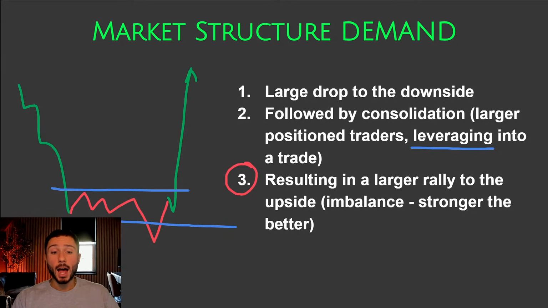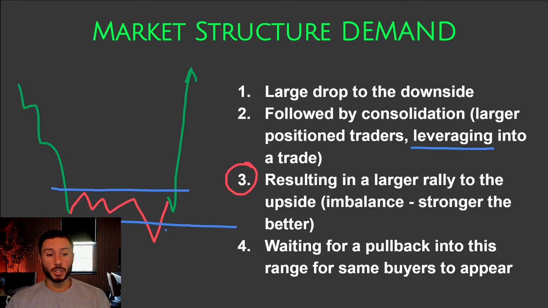And they do that 10 times until they could get 1,000 contracts, let's just say, so they don't want to show their real size. So in this period of consolidation, a lot of retail and a lot of traders start selling the market, stopping out for a loss, resulting in liquidity to be picked up by these larger traders. Then the market rallies up, forming this level of market structure demand.